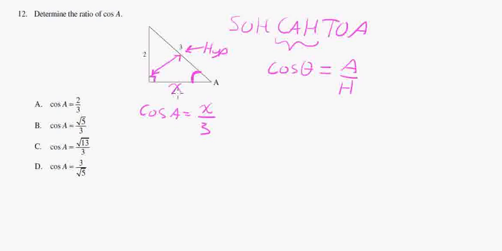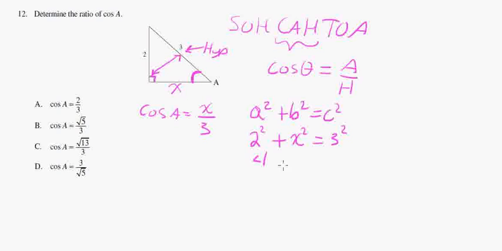Now, how do I calculate the adjacent side? Since this is a right triangle, we can use Pythagoras' theorem: a squared plus b squared equals c squared. Remember that a squared and b squared are just the short sides, and c squared is the hypotenuse. So we'll make a squared 2 squared, because it's one of the short sides, the other short side we already made x, and c squared is going to be 3 squared.